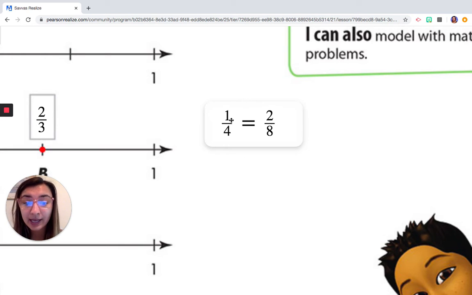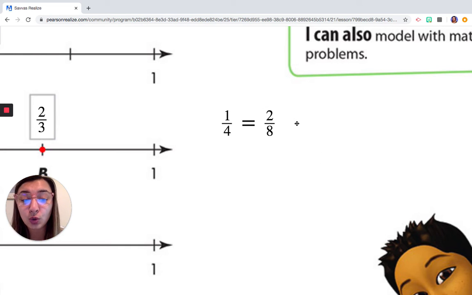So if you see here, you have a 1 and a 4. 1 times what equals 2? 1 times 2 equals 2, and 4 times 2 equals 8. So we know that that is an equivalent fraction because what we do to the top, we have to do to the bottom. Now I want to show you how you can do it backwards.